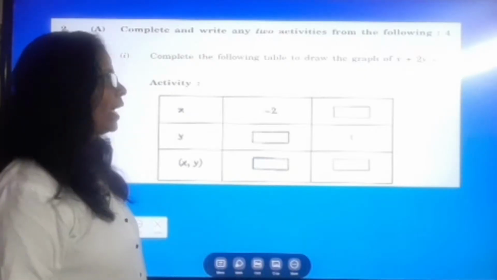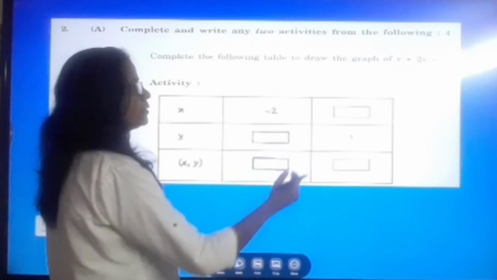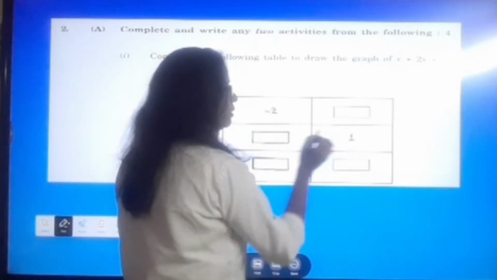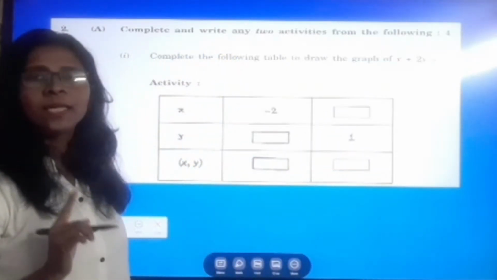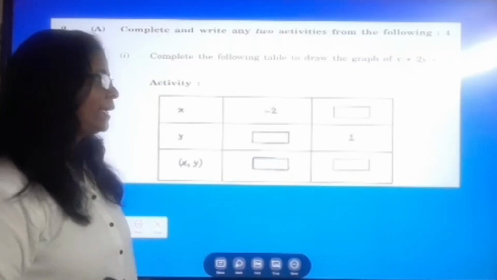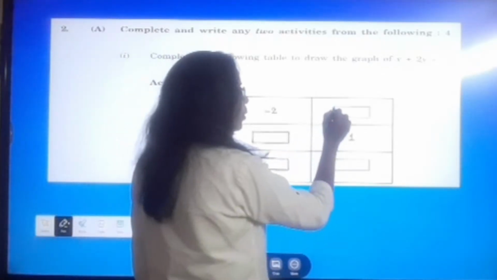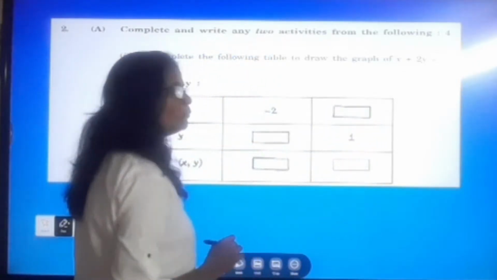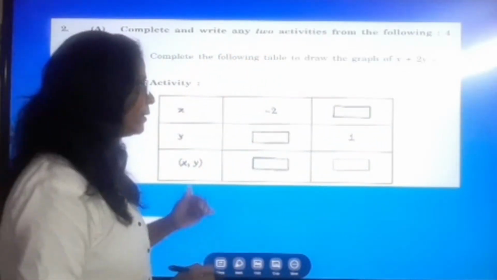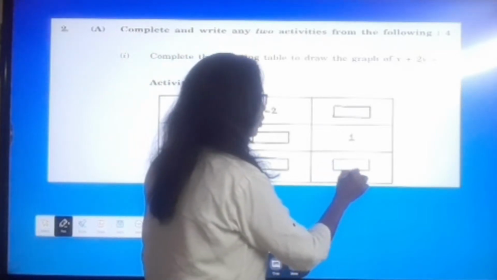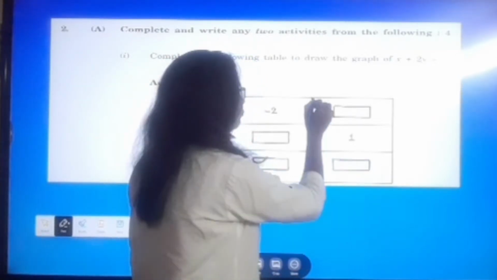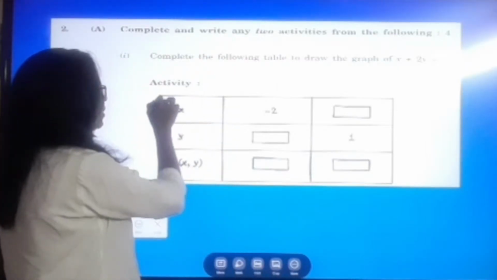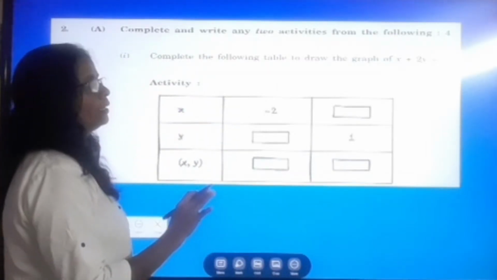Then there is a third column, and in the third column there is the given value of y, that is equal to 1, and with the help of y is equal to 1 we can find out the value of x and then write down the coordinate of x, y. Okay students? In such a way we can complete this table.